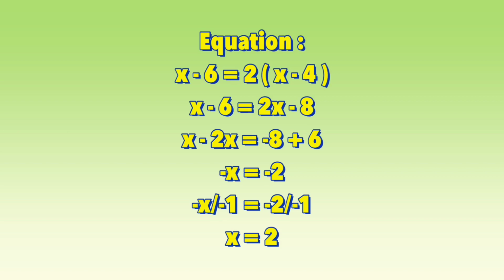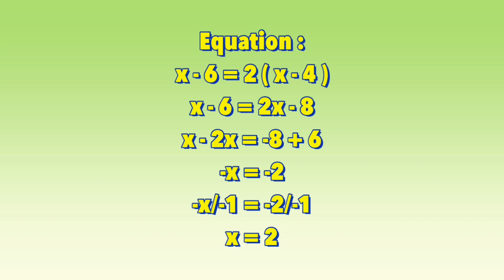And then we transpose. Next, we have to transpose all the variables to the left side of the equation and all the constants to the right side. Now we transpose positive 2x to the left side. It becomes x minus 2x equals negative 8. We bring down, and we have to transpose negative 6 to the right side of the equation.